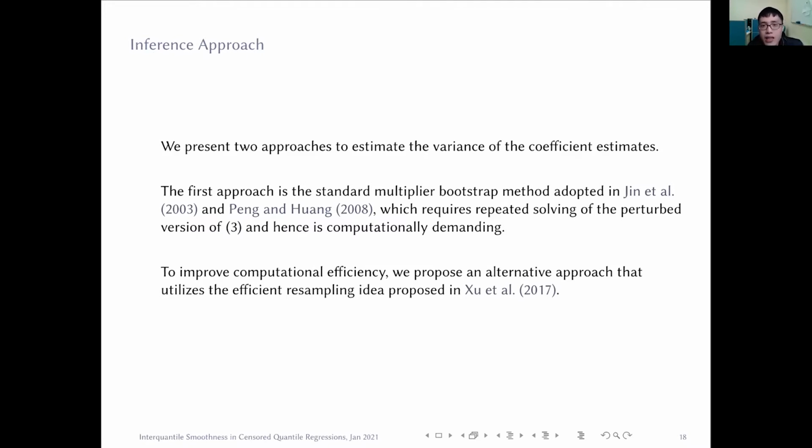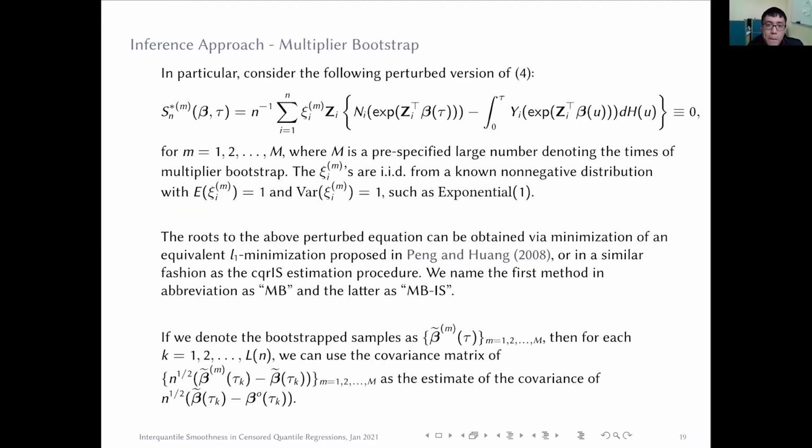The idea behind the multiplier bootstrap is simple. We add some perturbations to the original estimating equation with mean 1 and variance 1, and then we solve the equation. The confidence intervals can then be constructed using normal approximations or by referring to the empirical percentiles of the bootstrap samples. We refer to the variance estimator obtained by L1 minimization as MB and by Newton's method as MBIS.